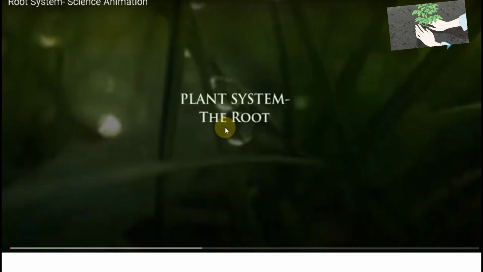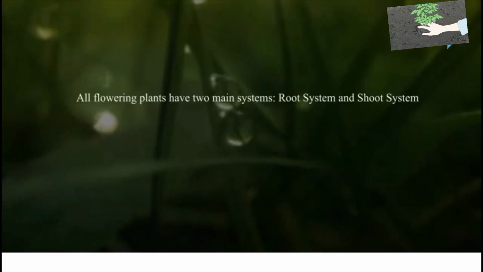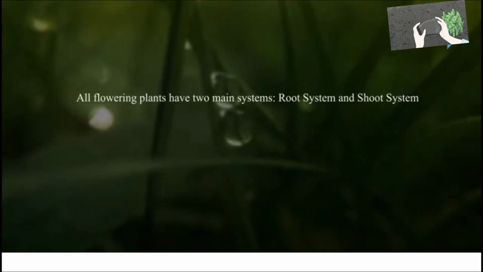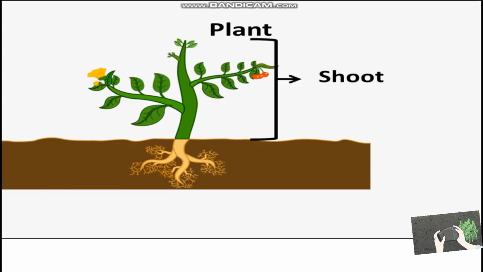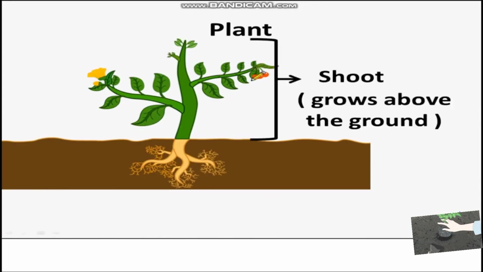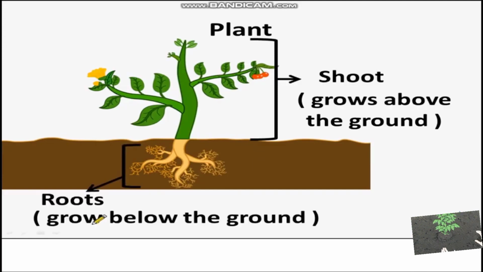We learn the plant system, the root. Students, all flowering plants have two main systems, root system and shoot system. So students, we already know that the whole plant can be divided into two parts. The part grown above the ground is called the shoot system, and the shoot consists of leaves, flowers, branches, buds, fruits, etc. The underground part, or the part that remains under the soil, is called the root system.